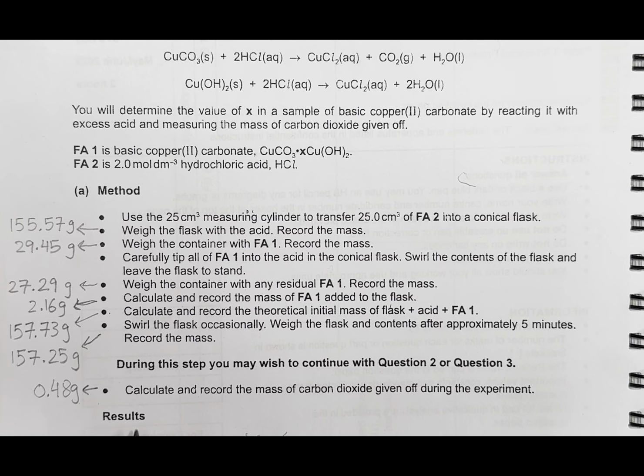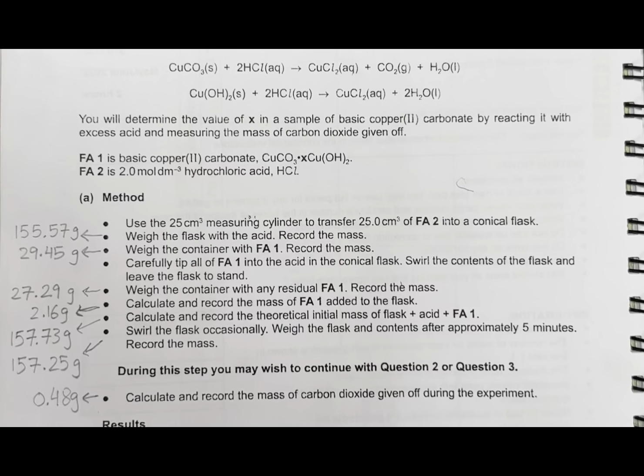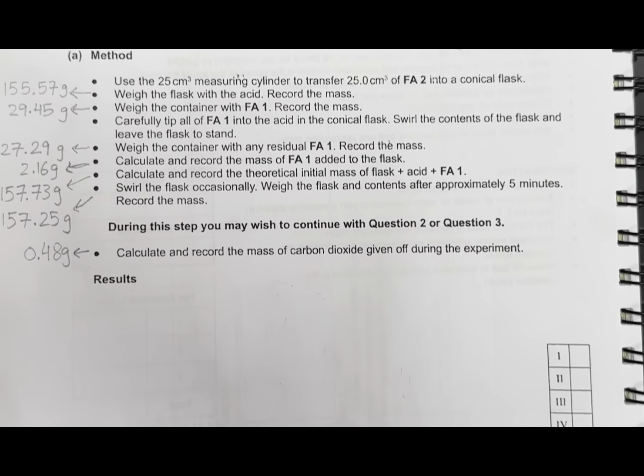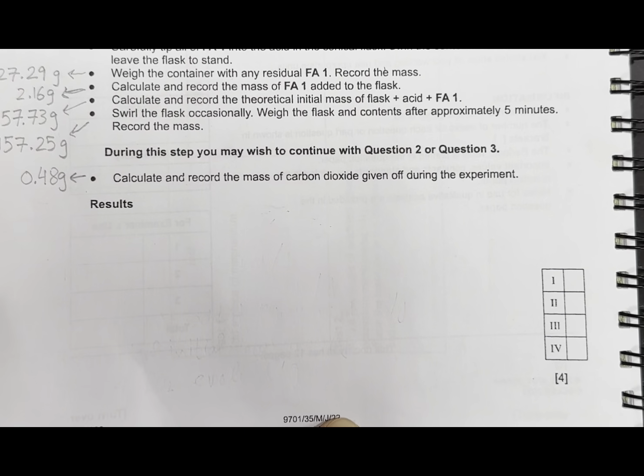Now, we have to record all our results. We have recorded here in the form of a proper table. So let's make the table now in this space given below with 4 marks.